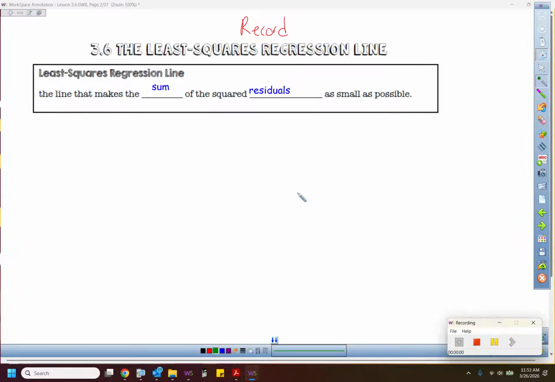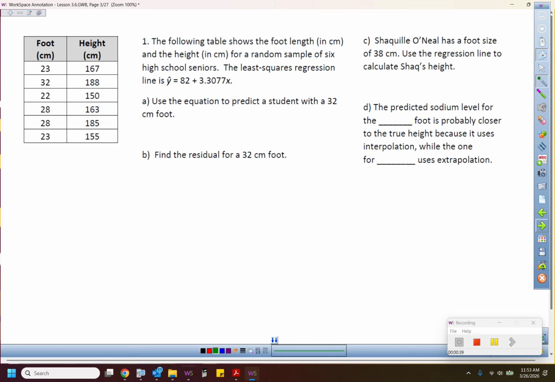We'll just use the applet to click that button, and it will tell us it's the same line that we did last time. It's called the least squares regression line. You might see it abbreviated like this, LSRL, least squares regression line. And here's our first one that kind of tells us it.